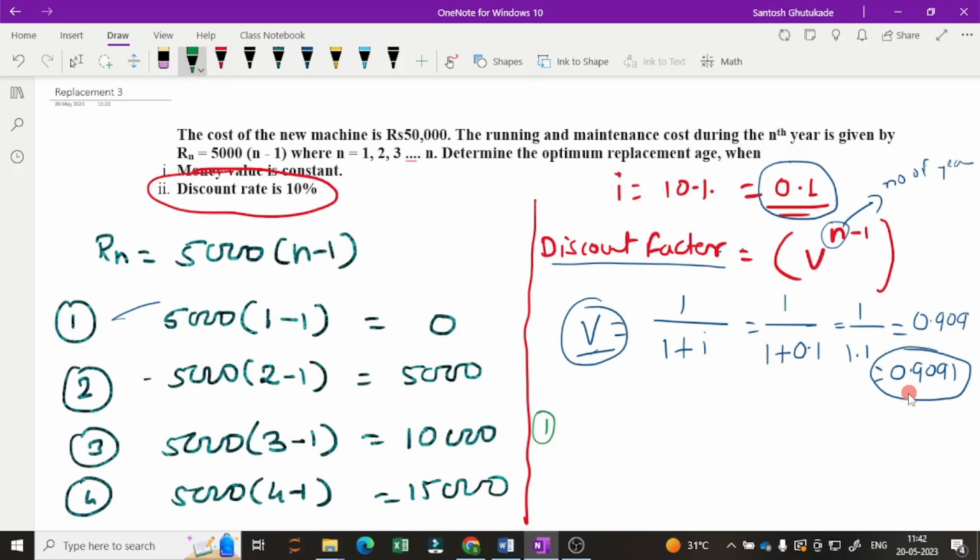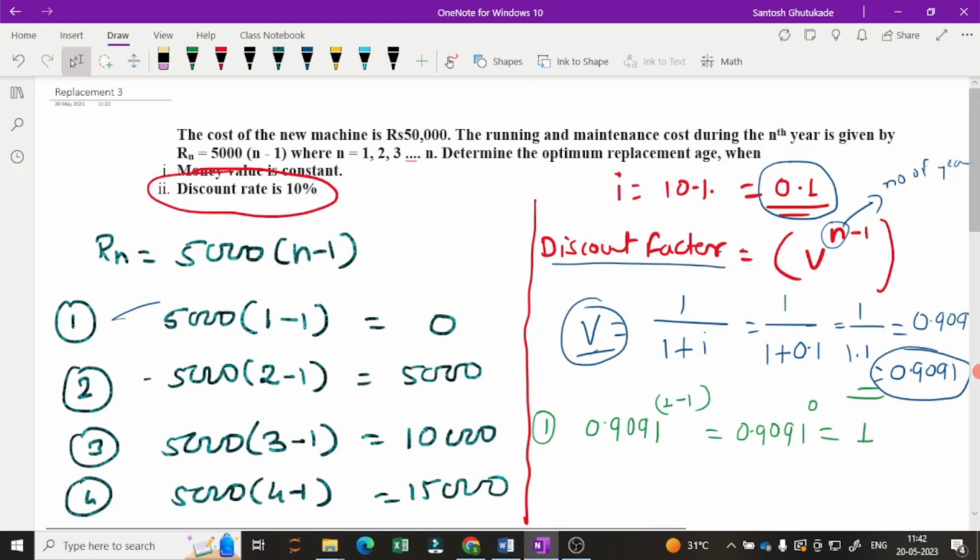For the first year, the relation is: the v value, we know, is 0.9091, and this is the value of v raised to n minus 1. So for the first year, 1 minus 1 is 0, so the relation becomes 0.9091 raised to 0. Anything raised to 0 is nothing but 1, so for the first year the discount factor is 1.